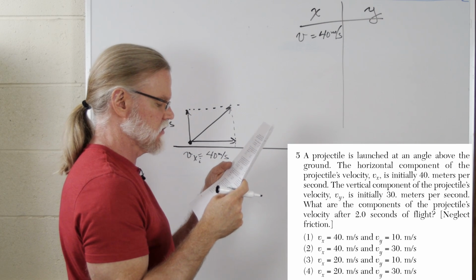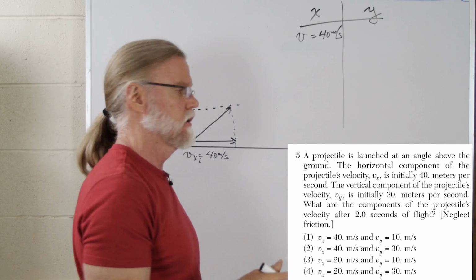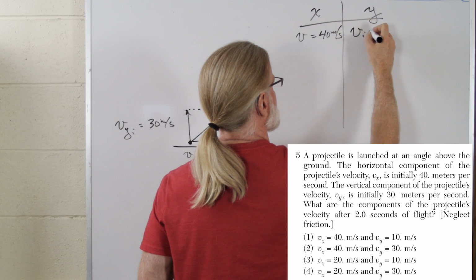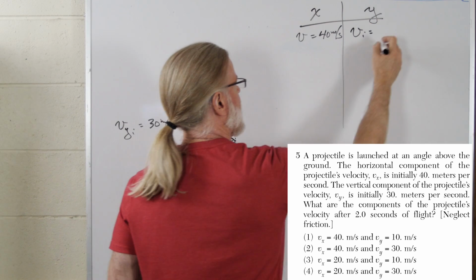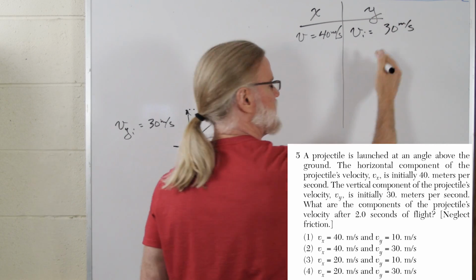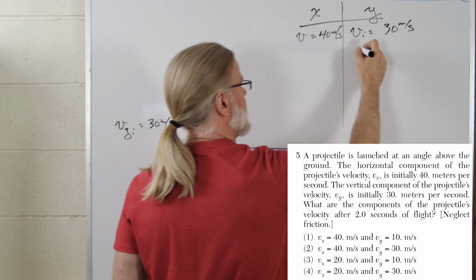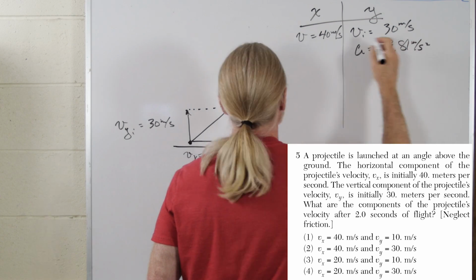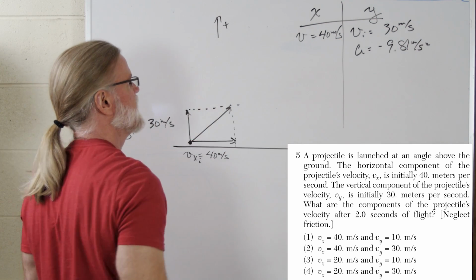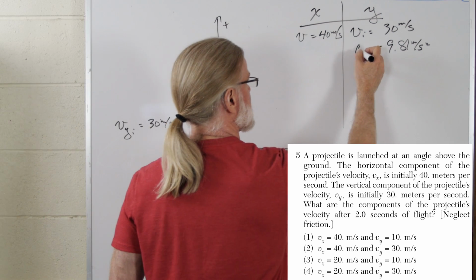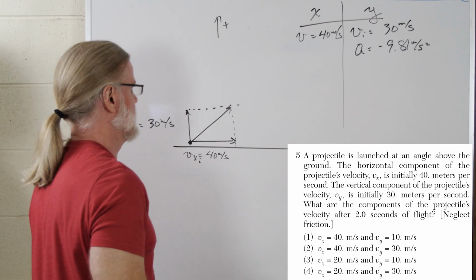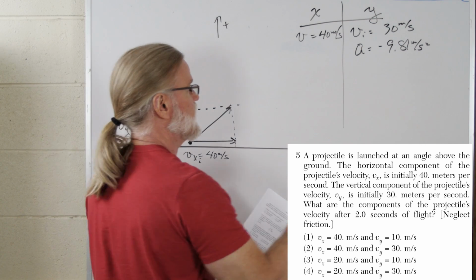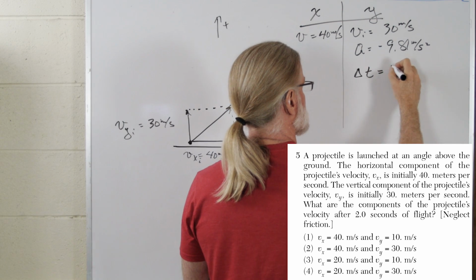So our answer is going to be either 1 or 2, right? And V initial in the y will change, of course. Positive 30 meters per second. I'm going to say up is positive and down is negative, and then I'm going to call acceleration negative 9.81 meters per second squared because I said this way was positive. And 2 seconds is the time.